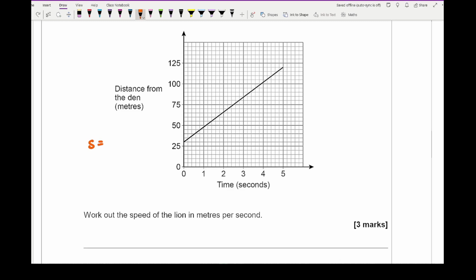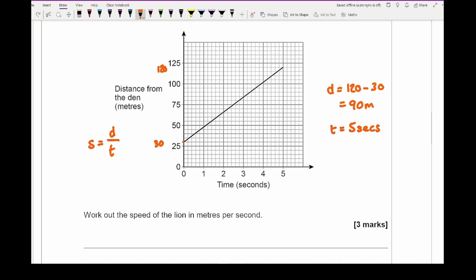So for this, what we need to do is, first of all, recognize that speed is equal to distance divided by time. So I need to work out the distance travelled. By looking at this, that point there is 30 and it's going all the way up to 120. So the distance travelled is 120 minus 30, which is 90 meters. And the total time is 5 seconds.